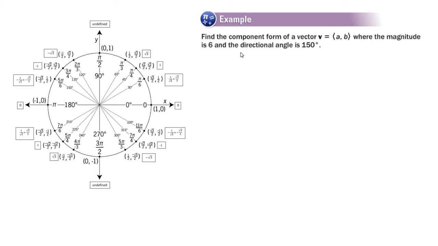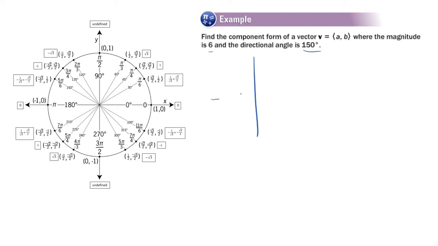All right, let's look at another example. We're going to kind of mix it up a little bit. Find the component form of a vector where the magnitude is 6 and the angle is 150. So if you can, I put our unit circle here to help us visualize. Let me do a quick sketch maybe.